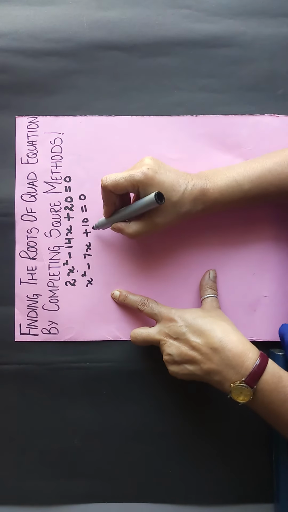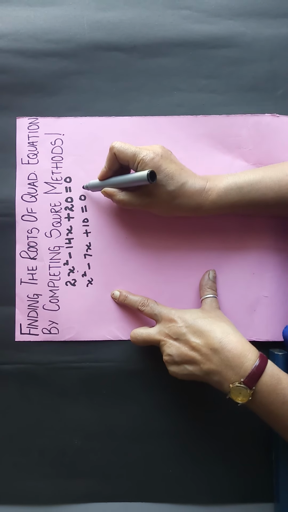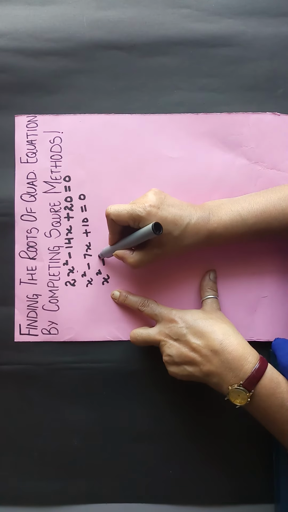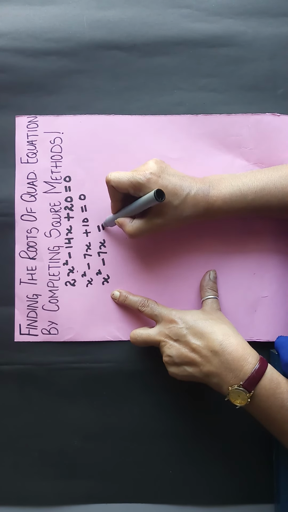My next step is shift this constant term to the right hand side. So what will I get? I'll get x square minus 7x equal to minus 10.